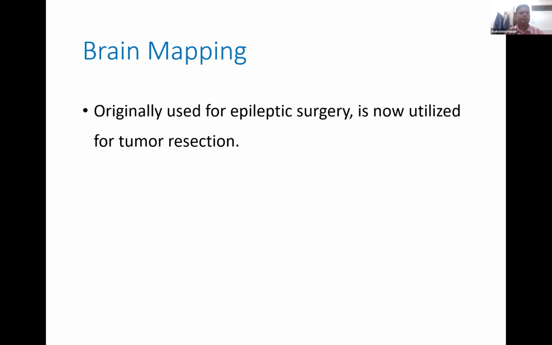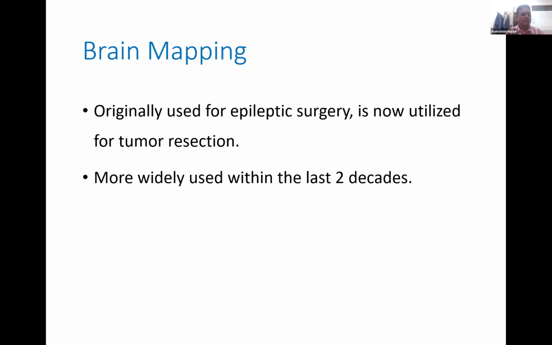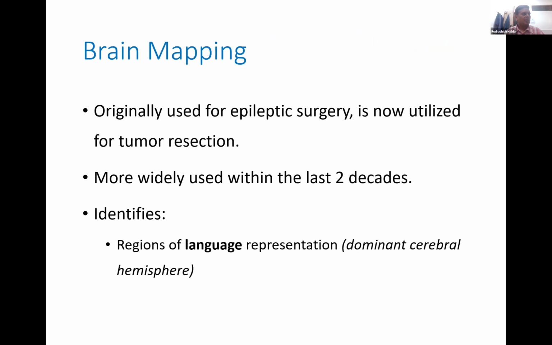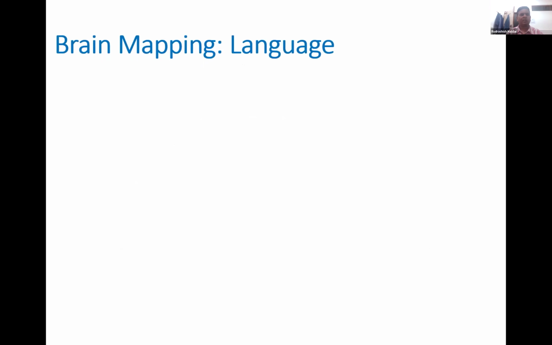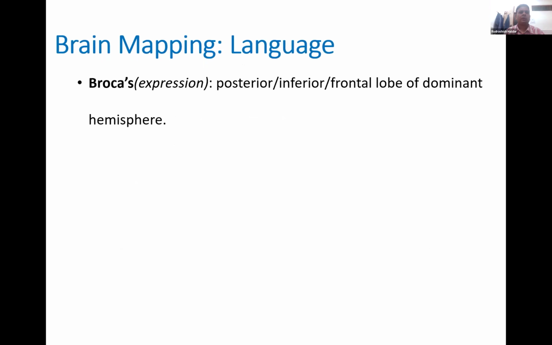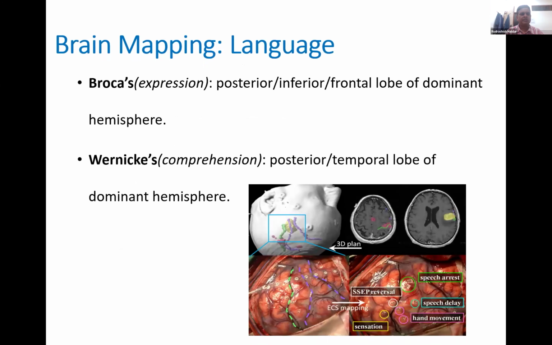So brain mapping was originally used for epileptic surgeries, but is now utilized for tumor resection also, and has been more widely used within the last 2 decades. Intraoperative brain mapping is done quite frequently nowadays. It is done for mapping of language, like Broca's area and Wernicke's area.